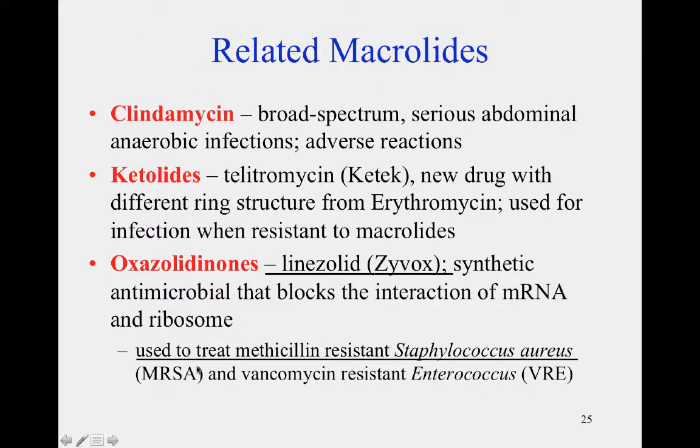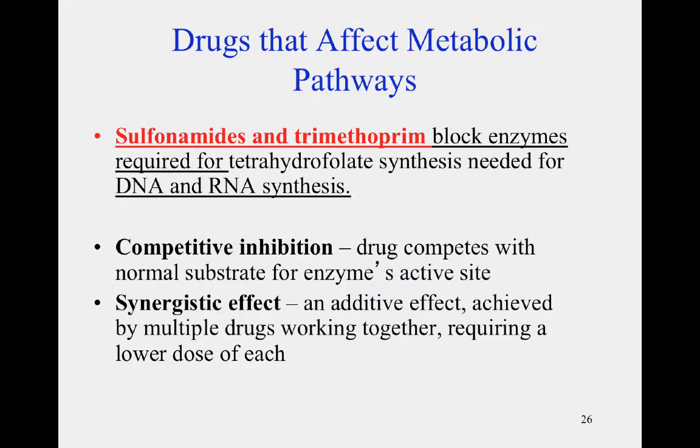A few others here, for example, Zyvox has been used to treat cases of MRSA and also VRE, or vancomycin-resistant enterococcus. We also have clindamycin. This can be used to treat abdominal infections, or Ketec. This is a newer one that can be used as a follow-up for infections that are resistant to some of the other macrolides. So there are many different groups here, all within the protein synthesis inhibitor realm. This is a pretty large group.